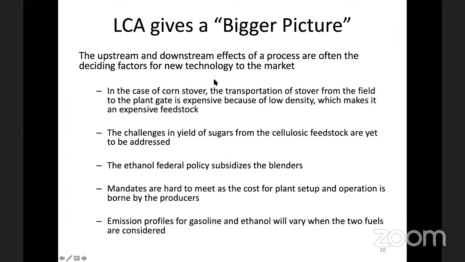Lastly, emission profiles for gasoline are pretty high. For gasoline and ethanol, they will vary when the two fuels are considered. Gasoline and ethanol are different compounds. Gasoline is a blend of different carbon hydrogen mixtures, and ethanol has a carbon hydrogen oxygen structure. But the emissions that you get from burning gasoline alone, ethanol alone, and blends vary, not only fuel-wise, but also for the blends.